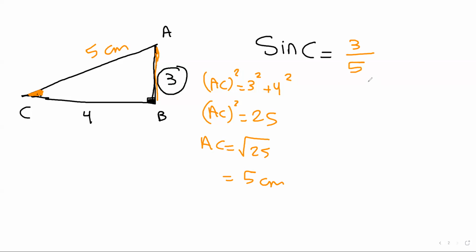That's sine C. Omar, what if I asked you about sine A? BC over AC. So what is the length of BC? Because I'm talking about angle A, the opposite is going to change. Here it's the opposite side. So the opposite side is what? BC. It's 4 over what? 5. Over 5. That's right.